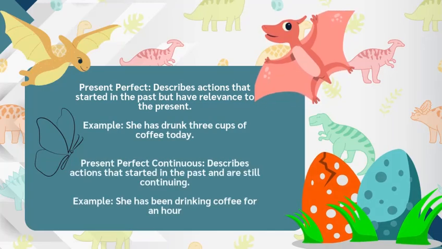And then, present perfect describes actions that started in the past but have relevance to the present. Example: she has drunk 3 cups of coffee today. And last is the present perfect continuous. It describes actions that started in the past and are still continuing. Example: she has been drinking coffee for an hour.